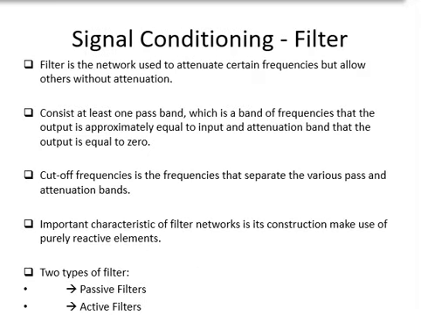A filter is a network used to attenuate certain frequencies but allow others without attenuation. It consists of at least one passband, which is a band of frequencies where the output is approximately equal to the input, and an attenuation band where the output is equal to zero. Cut-off frequency is the frequency that separates the pass bands and attenuation bands. An important characteristic of filter networks is that their construction makes use of purely reactive elements. There are two types of filter, which are passive filter and active filter.